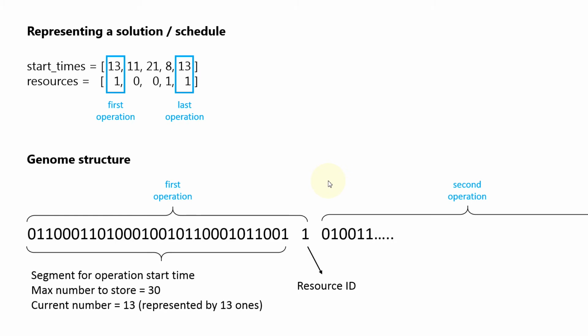Segments store a number by counting the number of ones inside them. So in this case, the start time is constrained by the segment structure, but it is also initialized in the beginning of the program to be as high as the longest schedule would need.